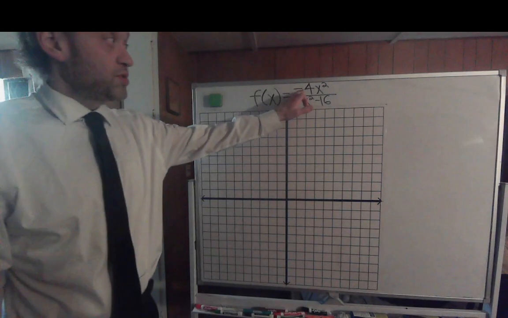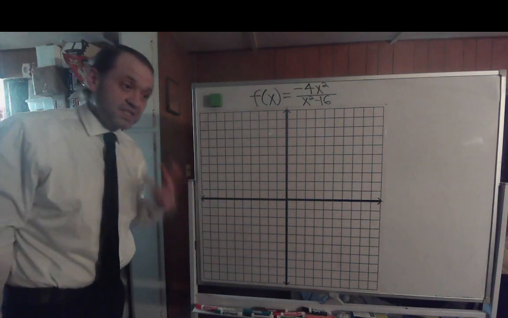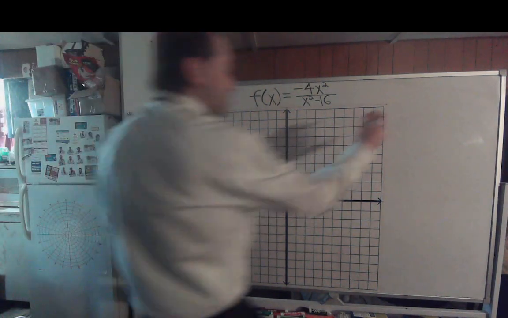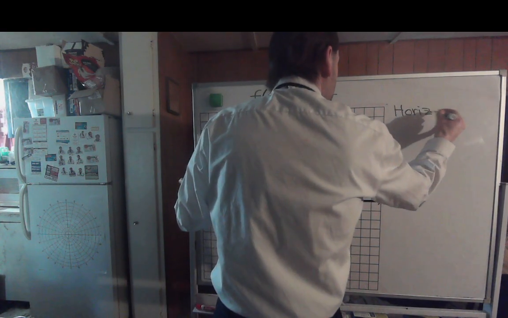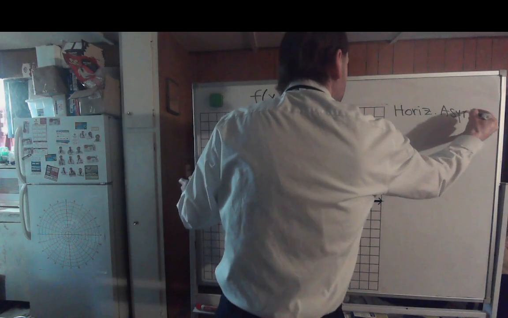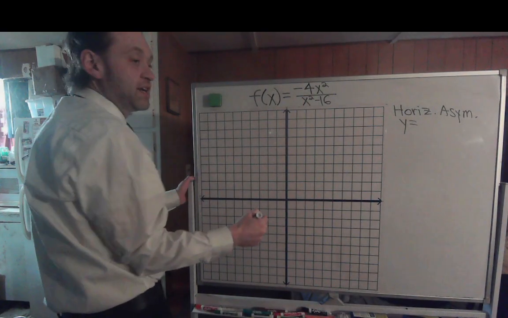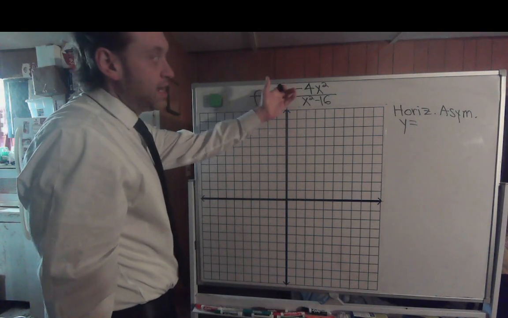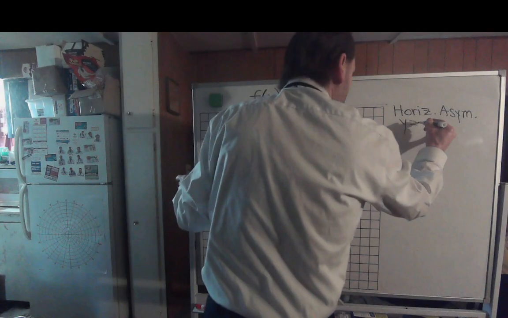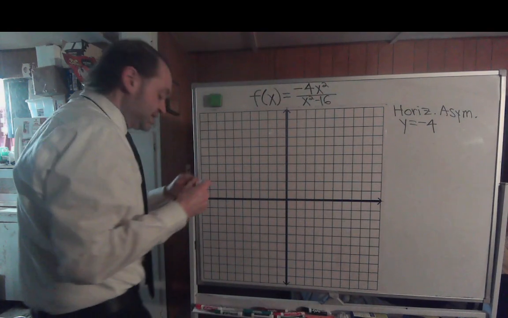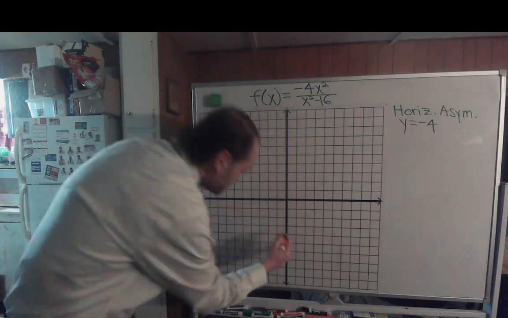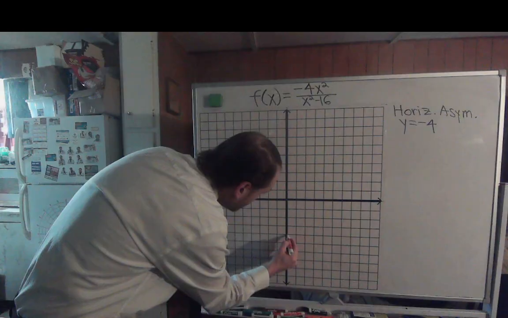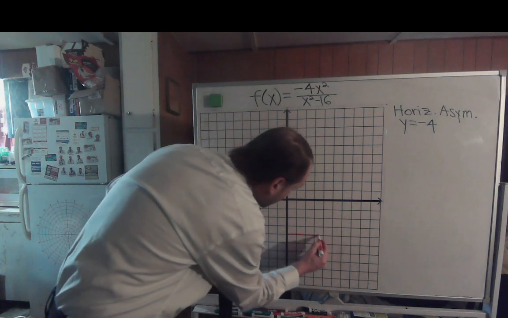Well, the degree of both numerator and denominator is the same, so your horizontal asymptote would follow suit. It's going to be y equal to the leading coefficient of the numerator, which is negative 4, divided by the leading coefficient of the denominator, which is 1. Well, negative 4 divided by 1 is negative 4. So your horizontal asymptote is all the way down at y equals negative 4, which will put you right there.